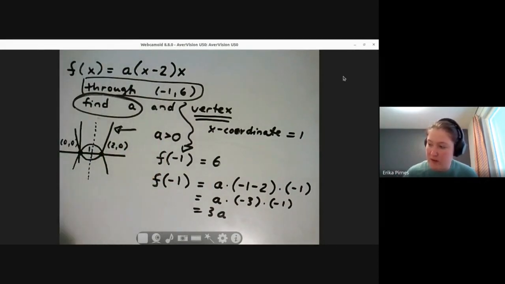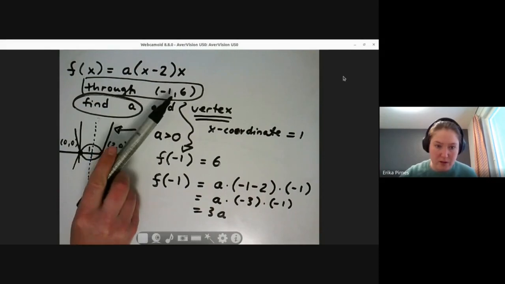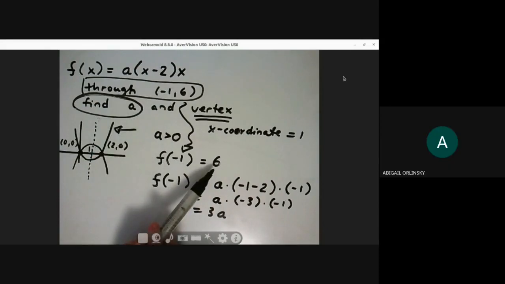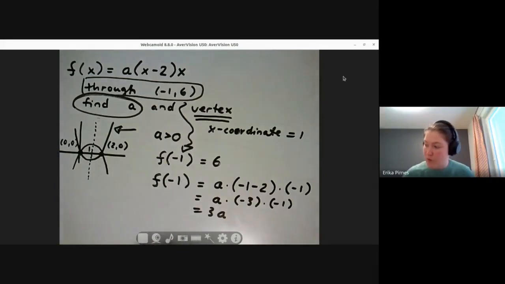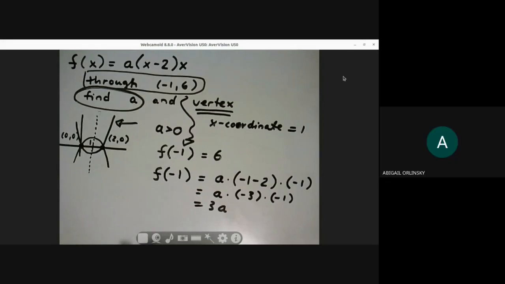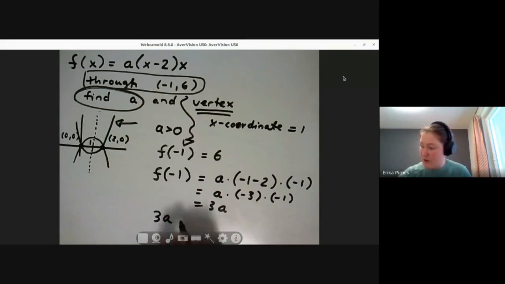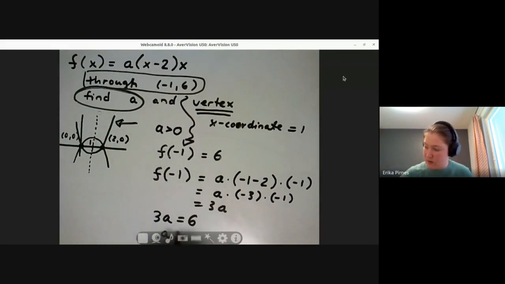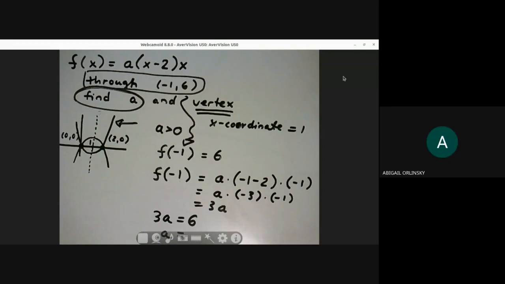We used the fact that this goes through -1, 6, so I know f of -1 has to be 6. Oh, so you can plug in 6 on the other side. Good. And what is on the other side? So it would be 6 equals 3a. Exactly, 3a equals 6. We know this is f of 1, but f of 1 is also this. So we get 3a equals 6, and a is equal to 2.